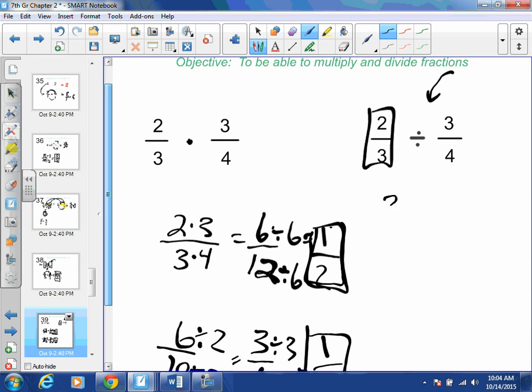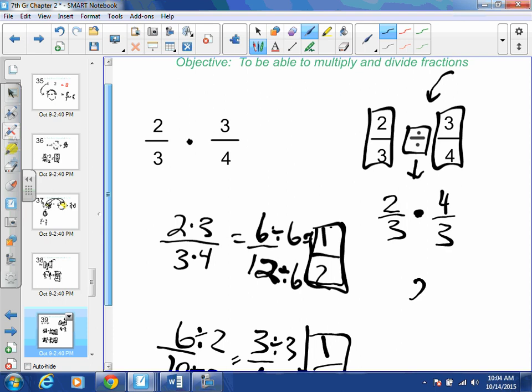Now I have the exact same problem on the right side of this screen, but this one is divide. Okay? So in this one I say, all right, this number, does it come after division? No. So that one we keep as 2/3. Here is a divide sign, which I'm going to change to multiply. And then this number comes after the divide sign, so I need its reciprocal, which is 4/3.